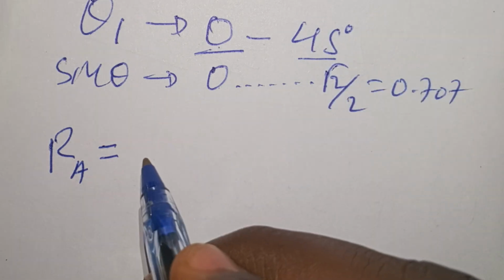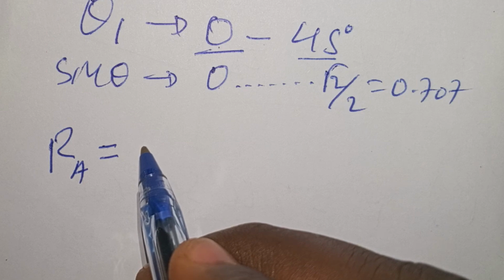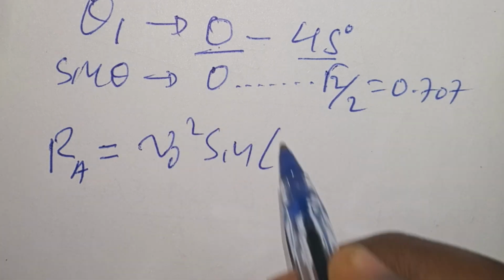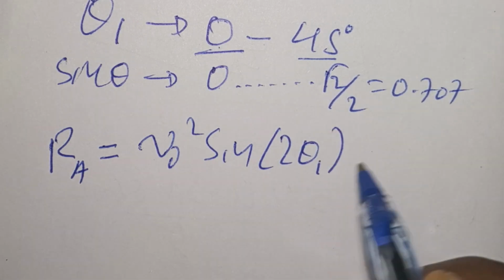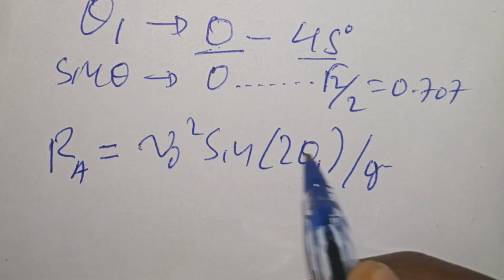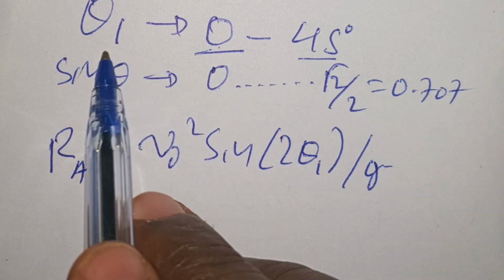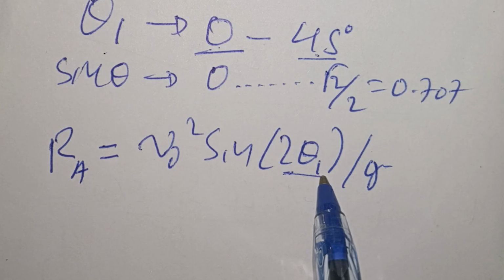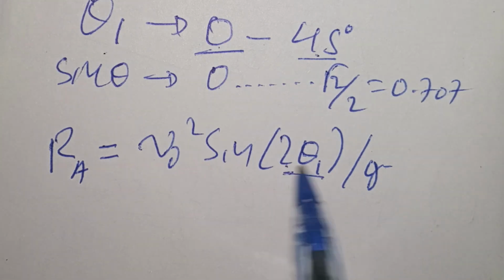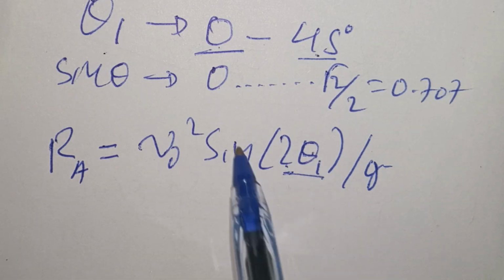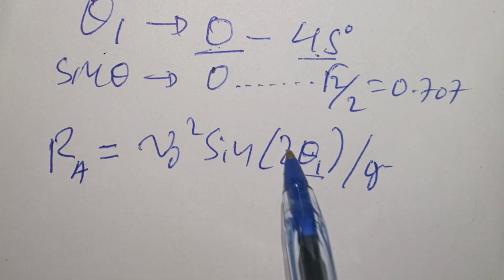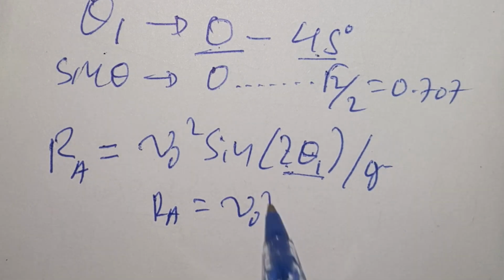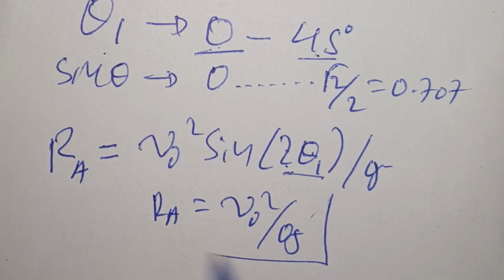This means that at 45 degrees we have v naught square, the sine of twice theta 1 divided by g. So the maximum value of theta 1 we have here is 45 degrees. When you substitute 45 degrees here, 2 times 45 is 90 degrees. Sine of 90 degrees is 1. Then the maximum value of the range of ball A is v naught square divided by g.